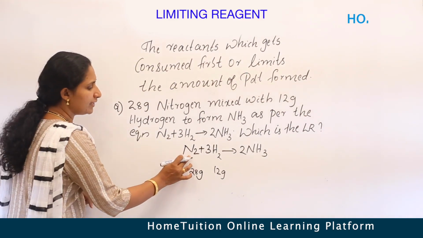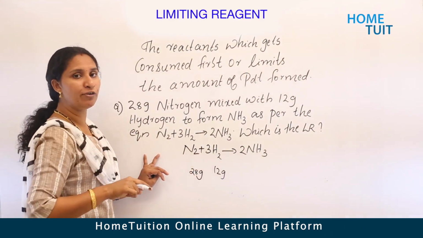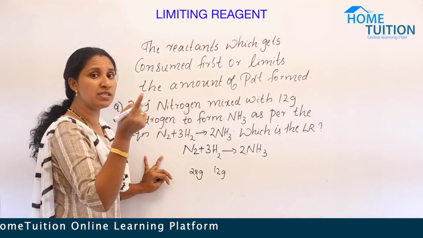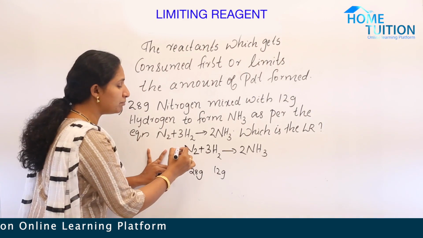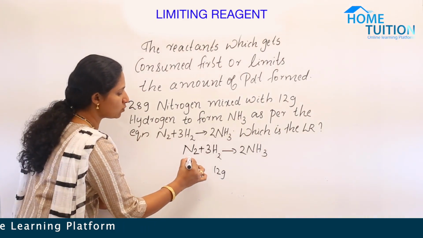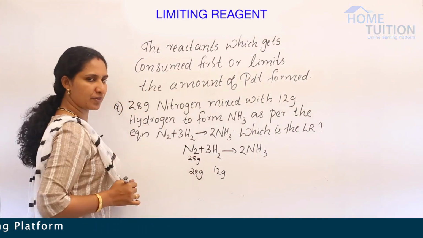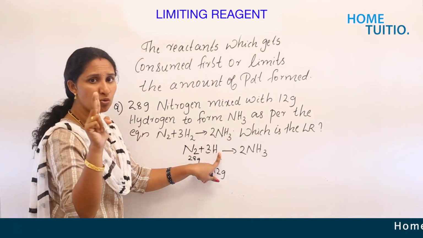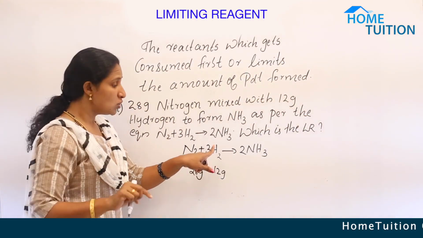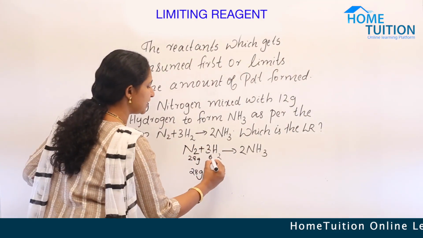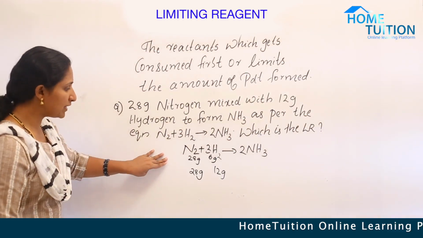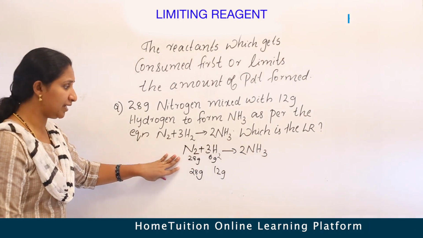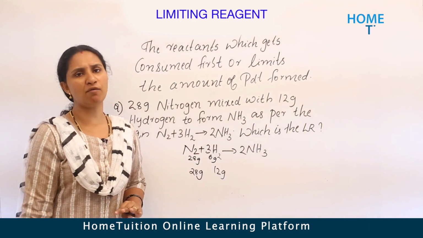Look at this. N2, one molecule of nitrogen. N means atomic mass 14. So N2 means 1 mole, or 28 gram. And here 3H2. 1H2 means 2, that is the hydrogen molecule. So 3H2 means 6 gram. So as per the balanced chemical equation, 28 gram nitrogen needs only 6 gram of hydrogen.